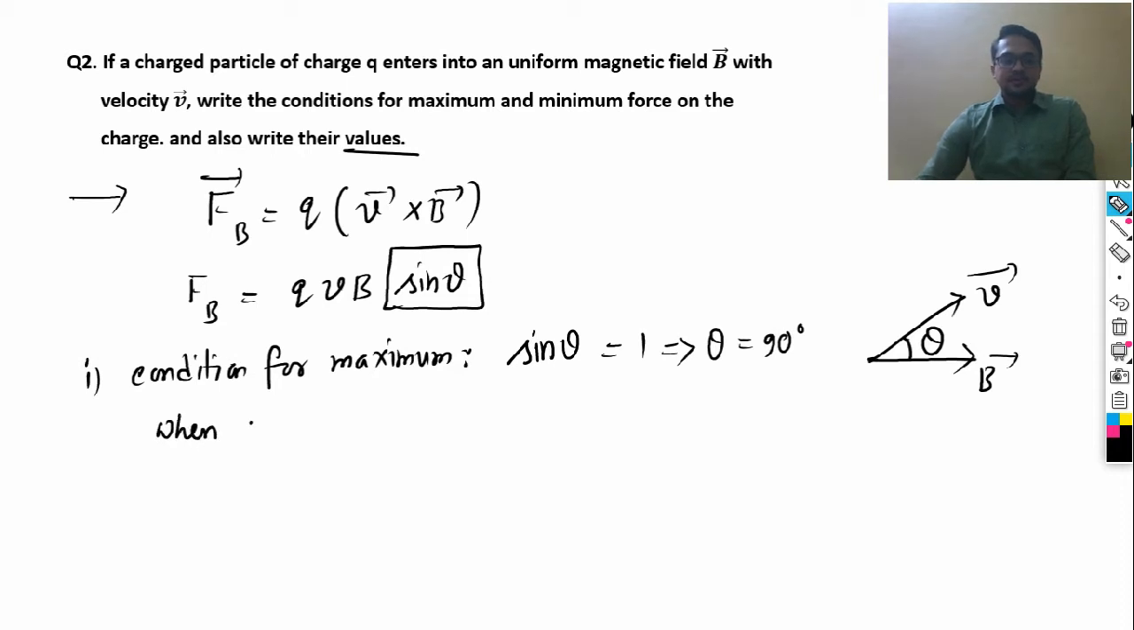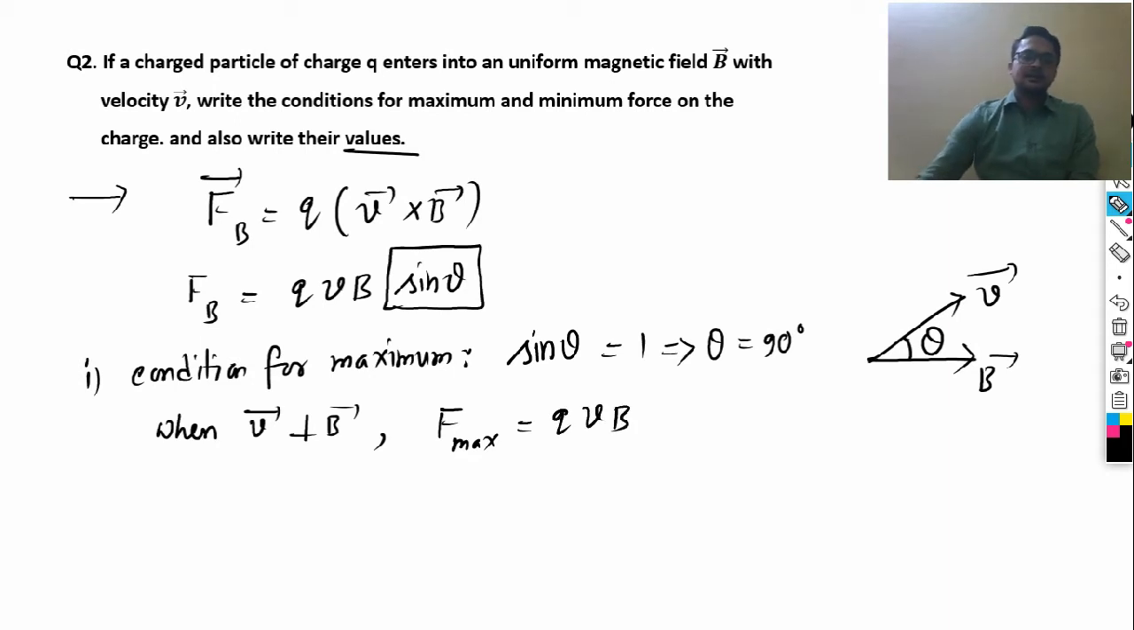When v is perpendicular to b, in this case what will be the value? The value will be F max. F max will be simply qvB.